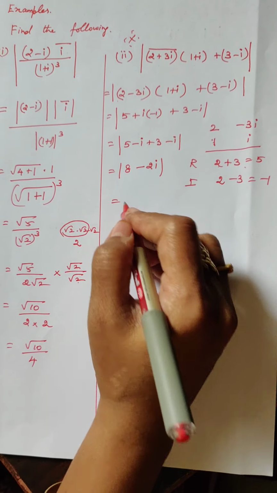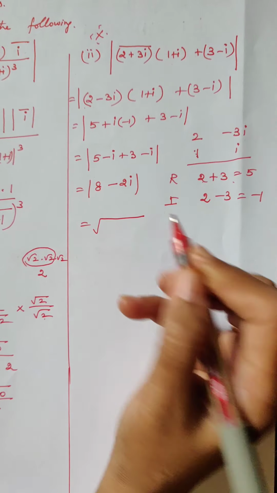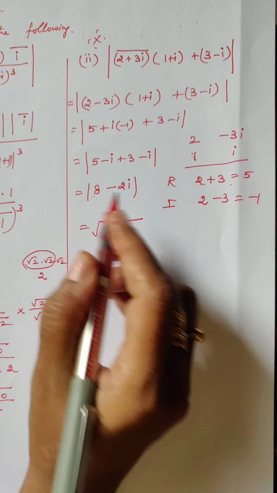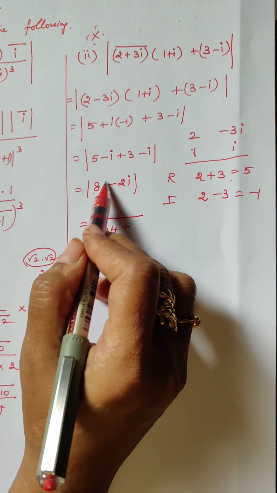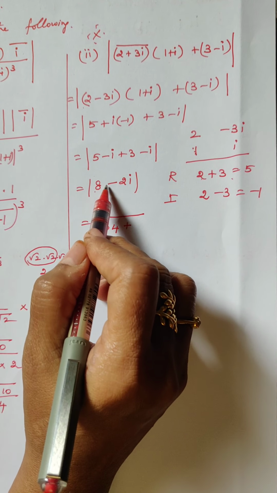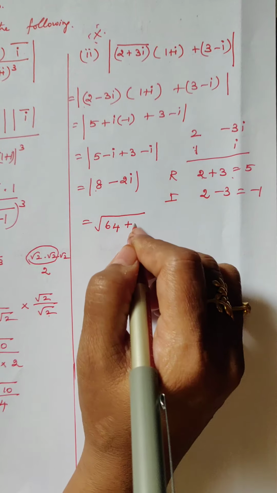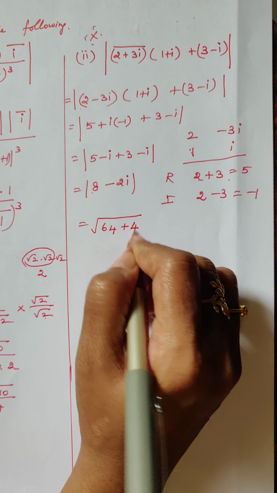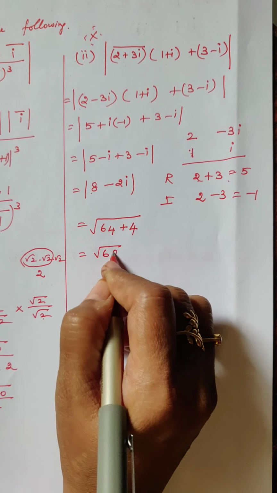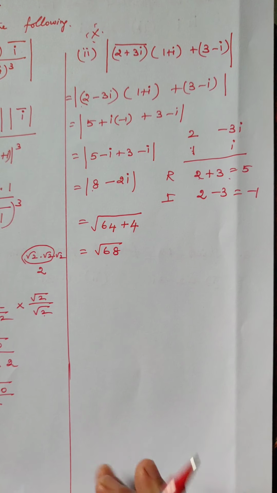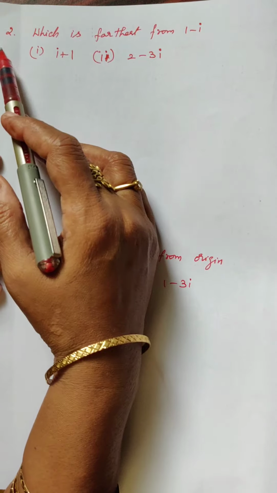So what is modulus of this? I am going to take the square root of real part square, 64, plus imaginary part. Even though it is minus 2, we are finding the minus 2 square. So automatically it becomes 2 twos are 4, plus 4. So 64 plus 4. The answer is root 68. Is it clear now? Now we are going to see the second question.